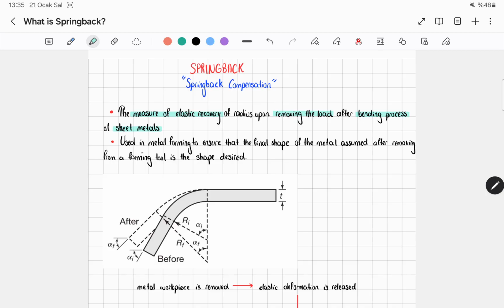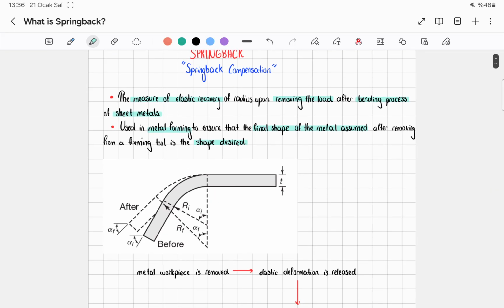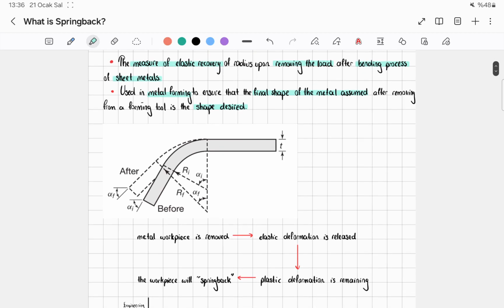So it happens in sheet metals, and it is used in metal forming to ensure that the final shape of the metal is the same as the shape we desire. So we check if the final shape of our metal is the same after the bending is finished.